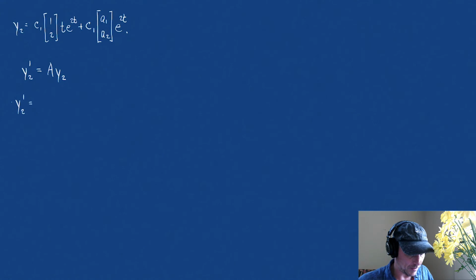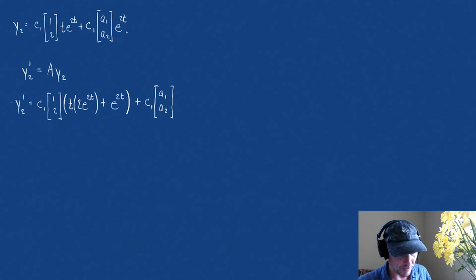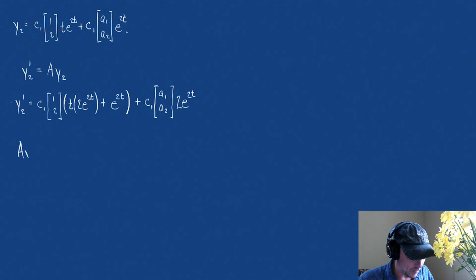y2 prime is going to be c1 times the vector 1, 2, times the derivative of t e to the 2t, that's the first, times the derivative of the second, 2e to the 2t, plus the derivative of the first, that's 1, times the second, e to the 2t, plus there's our c1 again, times our a1, a2, times the derivative of e to the 2t, so it's 2e to the 2t. There's my y2 prime.